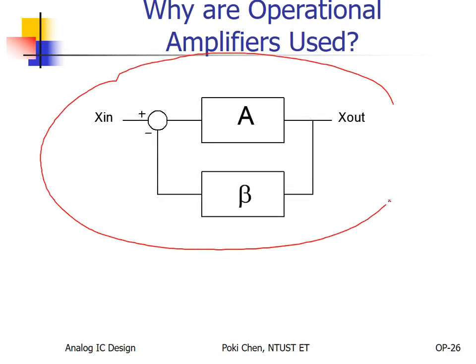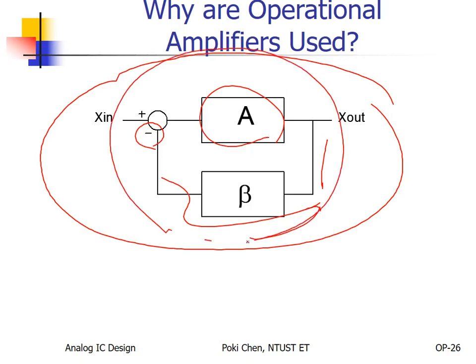This is the usual case. It means what? Op-amp seldom stands alone, seldom operates by itself. It is only a building block for the others. So usually for the op-amp application, we put the op-amp here, and through some kind of negative feedback, not to stabilize, but to enhance the performance of the overall system. That is the usual case.